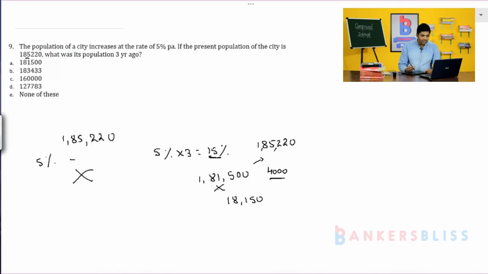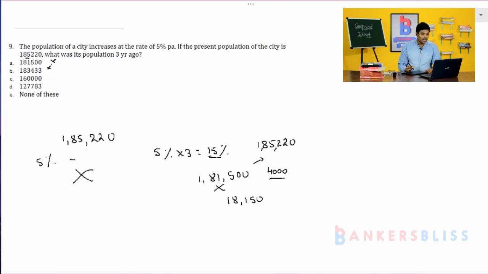Therefore, 1,81,500 is not the answer. For 1,81,500 we didn't get the answer, so how can we expect it for 1,83,433? 1,83,433 is higher than 1,81,500, so for 10% again we are going to get a bigger amount. So 1,83,433 cannot be the answer. Option A and option B cannot be the answer. Next, 1,60,000. Yes, for 1,60,000, 15% means 10% is 16,000, 5% is 8,000, altogether 1,84,000 you are going to get.